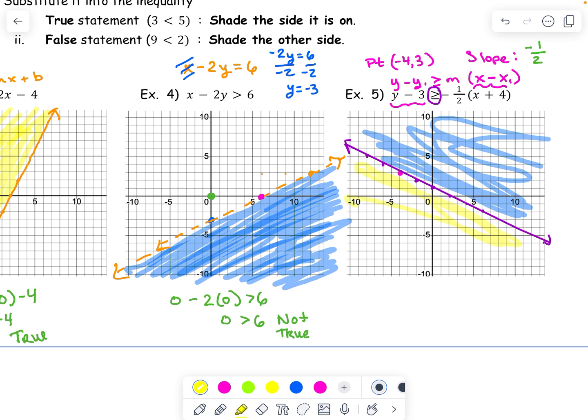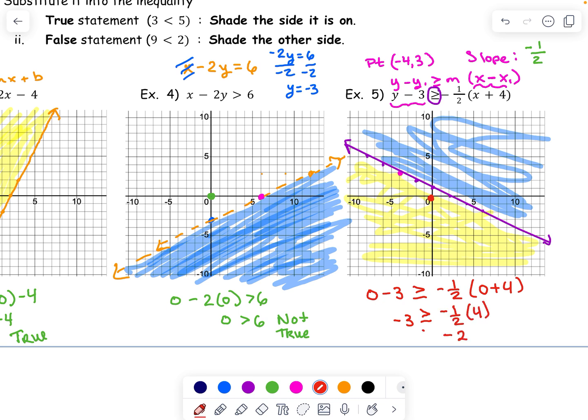And a yellow section. Now, I told you (0, 0), but we have to make sure (0, 0) is not on our boundary. If it is, we just pick any other point. (0, 0) is not on our purple line, so we can use it and we can substitute it into our inequality. So this is -3 is greater than or equal to -1/2 times 4. And so this would be -2.